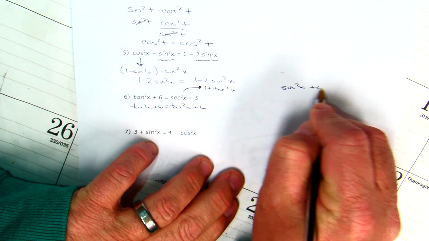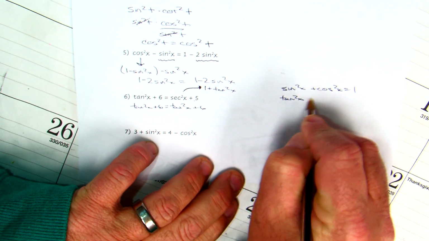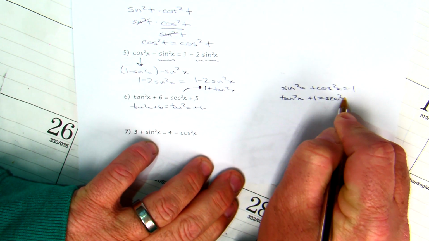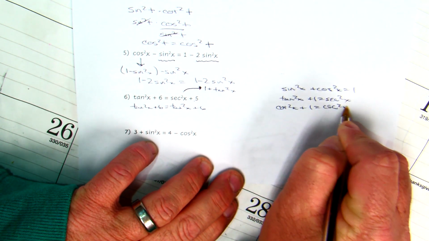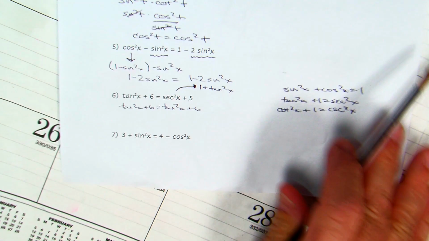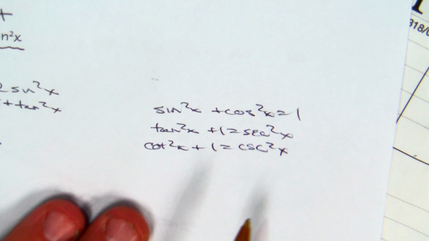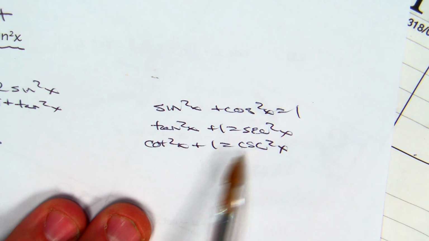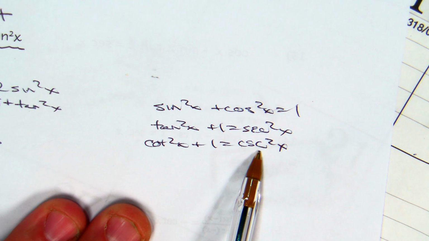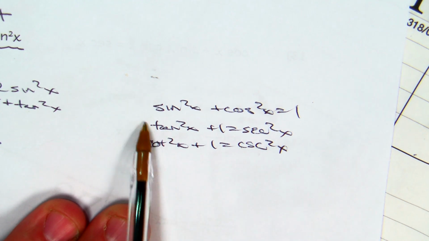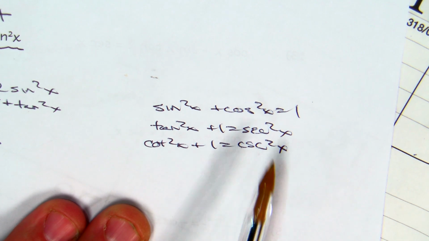So if you do nothing else this week, you need these. Those are your Pythagorean ones. Sine squared plus cosine squared is equal to 1. And then the other idea to make it as easy as possible is that the cos stay together with the other one and the non-cos stay together. Secant and cosecant are always greater than 1, so they're always going to be the biggest. That's the easiest way to remember: tangent squared plus 1 is secant squared x, and cotangent squared x plus 1 is cosecant squared x.